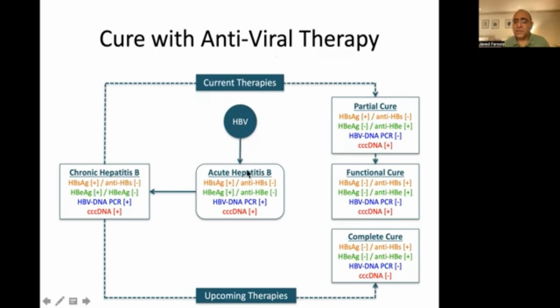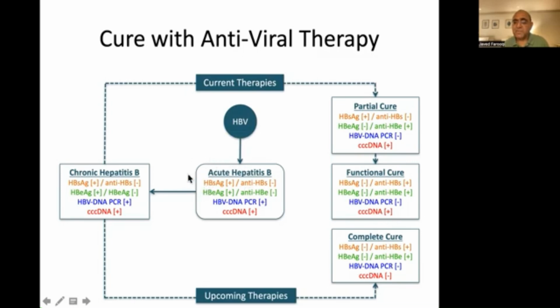This is the acute hepatitis B patient. In acute hepatitis B, we know the surface antigen is positive, E antigen is positive, the DNA PCR is positive, and the cccDNA is also positive. These are the 4 parameters. If the patient recovers within 6 months, the HBs antigen goes away and anti-HBs appears, E antigen goes away, E antibody appears, and DNA becomes negative, but the cccDNA is still there. Then we call it that the patient has recovered from acute hepatitis B.